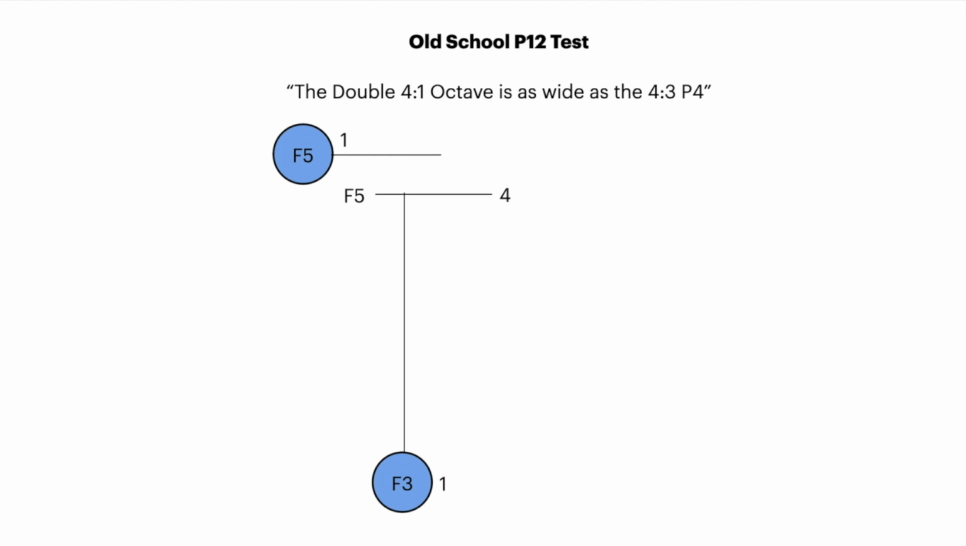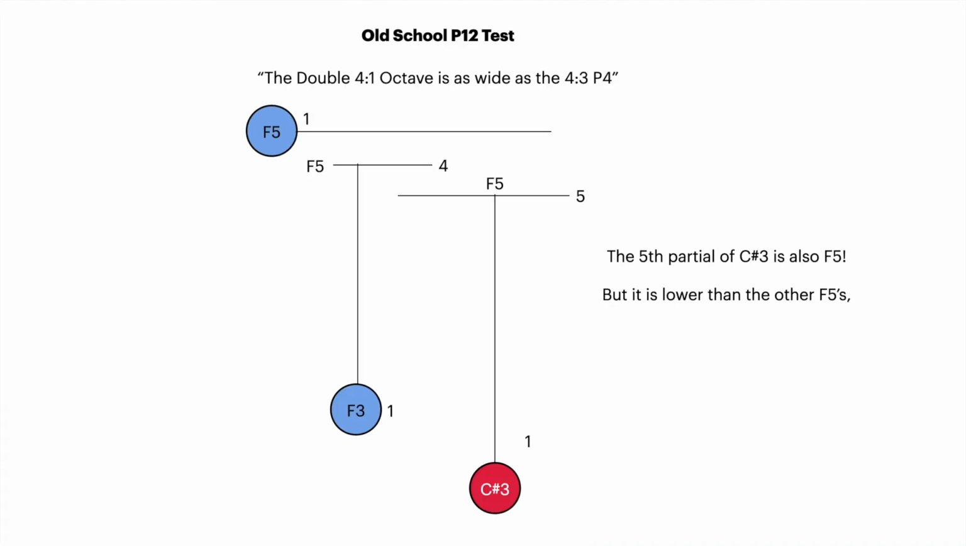The double octave here, F3, F5, is wide because the F5 is higher than the fourth partial of F3. That's what makes it wide. But how can we measure this? We use a check note. C#3 has the same coincident partial as F3 and F5. And when the piano is remotely in tune, the C#3's F5 will be lower than the F3 and F5's F5.